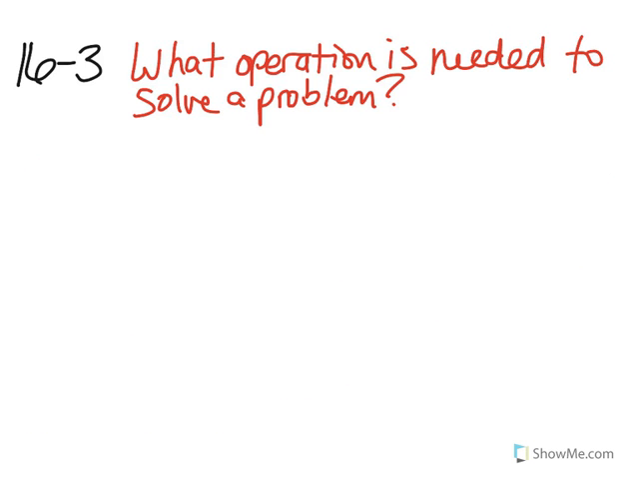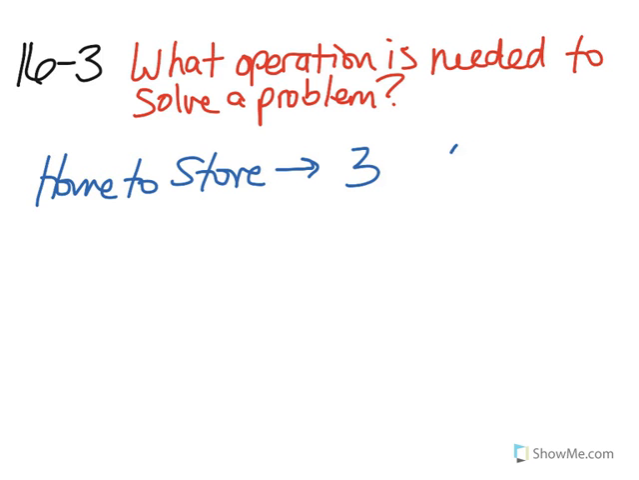The best way to solve this problem is to break it into simpler problems. First, Hans went from his home to the store. We know he traveled 3 blocks west and 2 blocks north. What operation should we use to find the total number of blocks Hans walked from home to store? The key word here is total, so we know to add. 3 plus 2 gives us 5. So it's 5 blocks from home to the store.